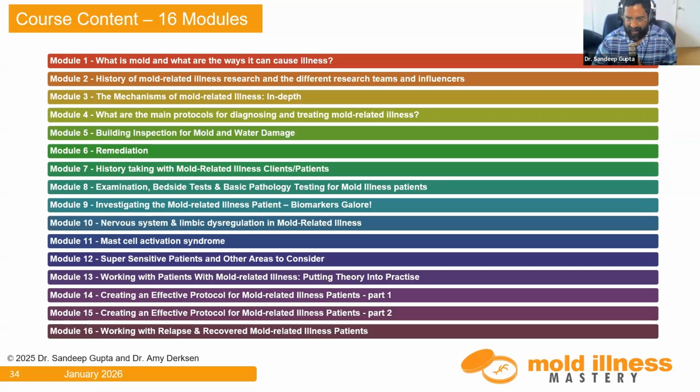So then, in Module 13, we just start talking about general work with patients with mold-related illness, and general concepts here, putting theory into practice. What does it mean that we are addressing mycotoxins as well as colonization, as well as GI dysbiosis, as well as mast cell activation? How do we address all these little pieces? And I think Amy demonstrated this really well with her case today, how you can address so many components when you're dealing with mold-related illness.